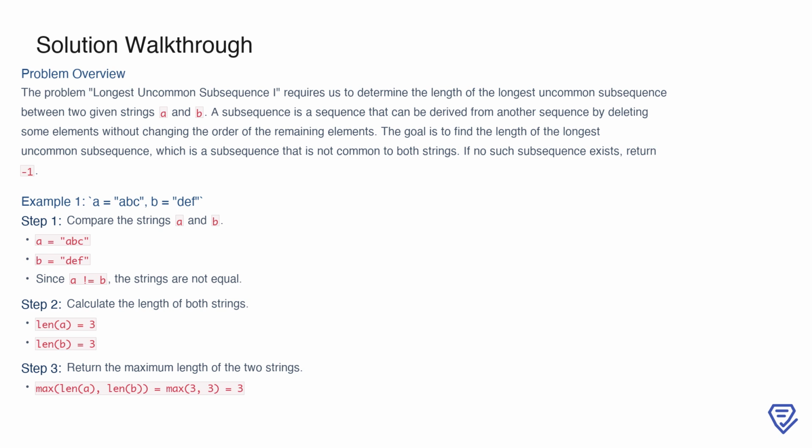Let's take a look at the first example where A is ABC and B is def. Since the two strings are not equal, the next step is to calculate their lengths. Both strings have a length of 3. The longest uncommon subsequence in this case will simply be the maximum of their lengths, which is 3. Therefore, the output for this example is 3.